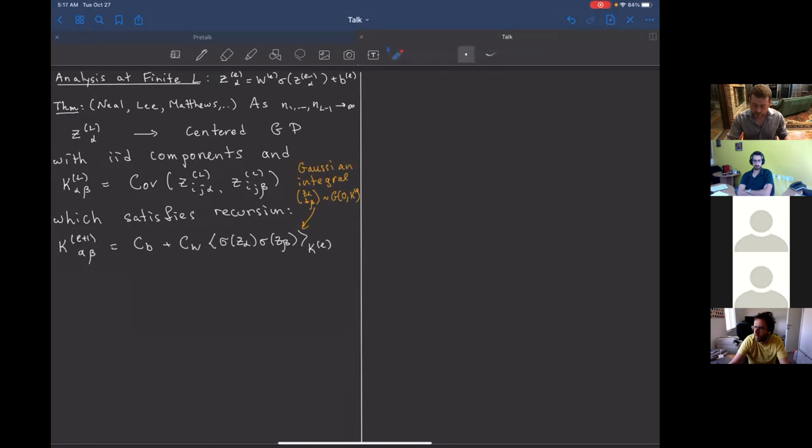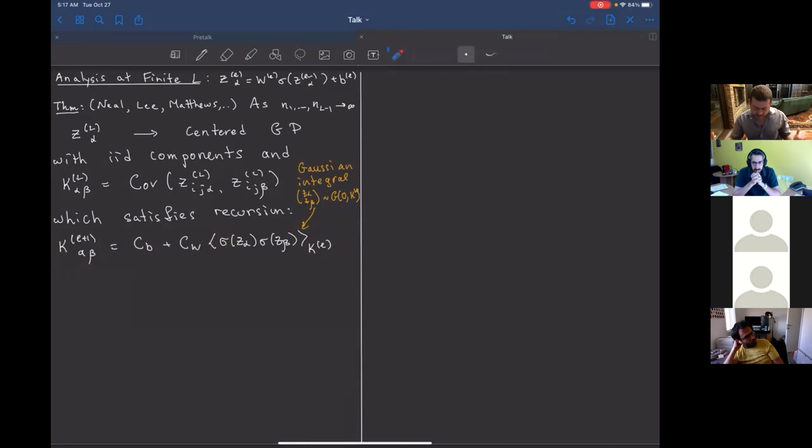So the way you're supposed to read this recursion is, if you knew the 2-point function at time L, and I told you the values of C_b and C_W and your nonlinearity sigma, you can read off the values of the covariance kernel at time L+1. And this recursion is not that simple. It's not a linear recursion, right? The dependence on K^L here is nonlinear due to the fact that sigma is not linear in this integral. But it's a nice recursion, and we'll come back to it.